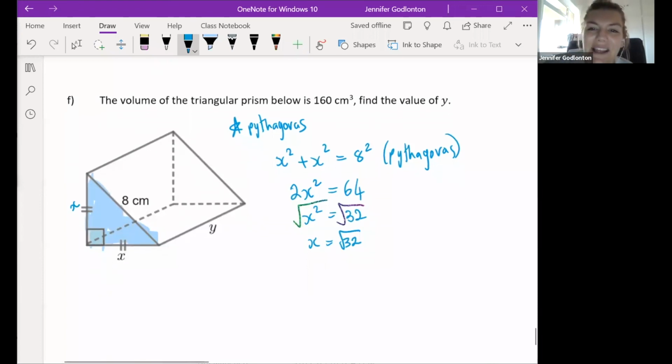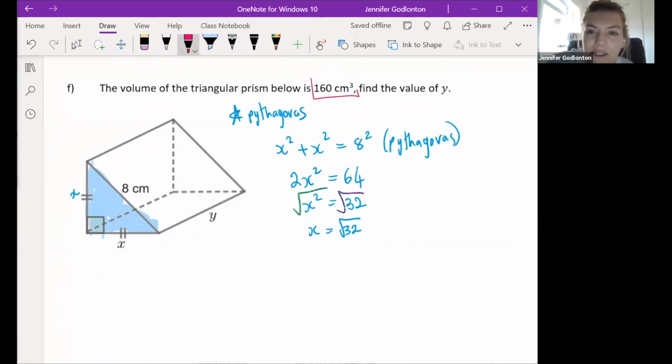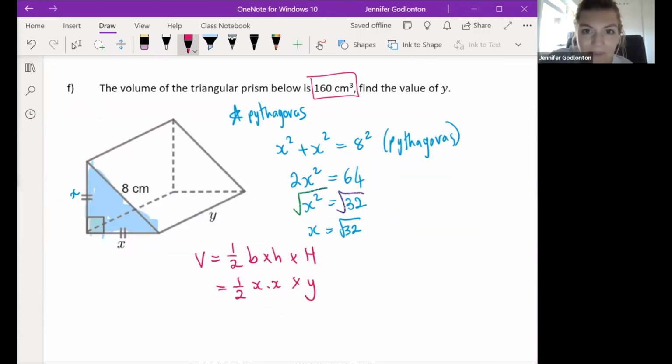Now we have to think about the other information we've been given. They've told us that the volume is equal to 160. Now we know that volume is equal to half base times height times length. So that's going to be equal to half of x times x, and you're going to see something now which you'll be happy with, times y. What is x times x? Guys, what is x times x?